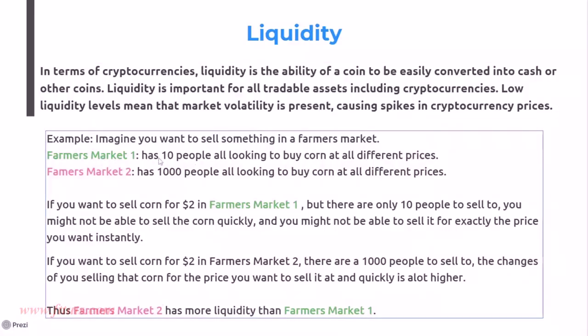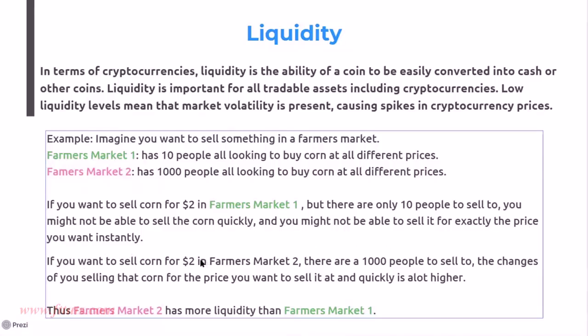So for example, imagine you want to sell someone something at a farmer's market. Farmer's Market 1 has 10 people all looking to buy corn at all different prices. Farmer's Market 2 has 1,000 people all looking to buy corn at different prices. So if you want to sell corn for $2 in the farmer's market, but there are only 10 people to sell to, you might not be able to sell the corn that quickly. You might not be able to sell it for exactly the price you want instantly.